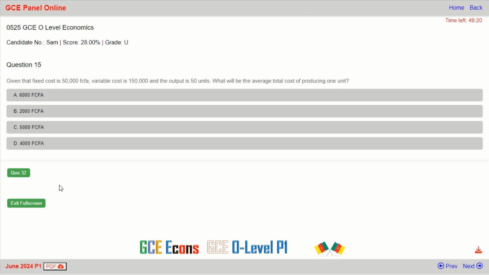Given that fixed cost is 50,000 FCFA, variable cost is 150,000, and the output is 50 units, what would be the average cost of producing 1 unit? Fixed cost is 50, variable is 150, and the output is 50. So altogether, the total cost is 200,000 and the output is 50. So 200,000 divided by 50, what's that going to give us? All right, so we have 4,000 FCFA. Thank you, Ben.